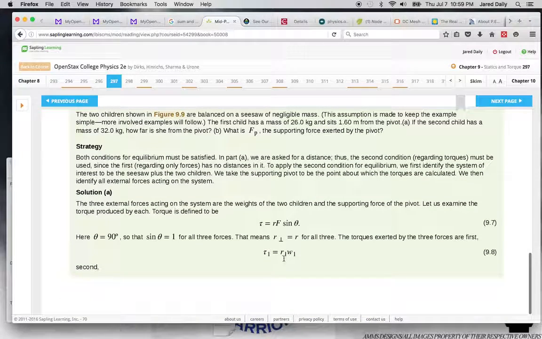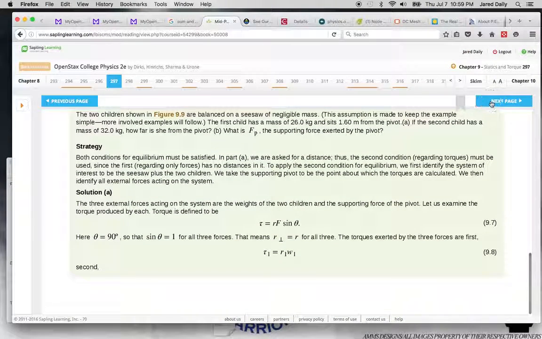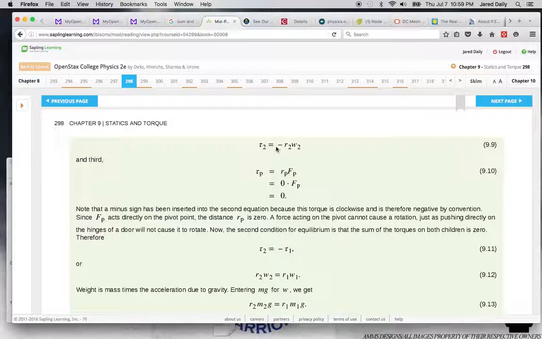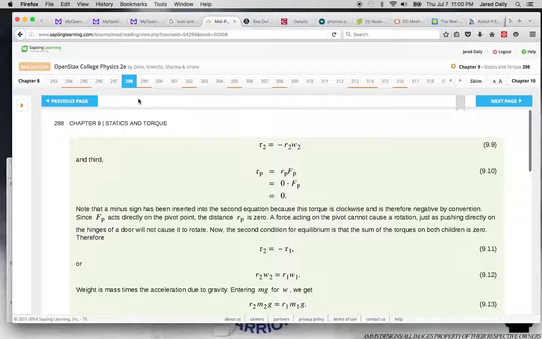So we have torque 1 equals R1 times W1, weight 1, and that one's going to be positive because it's counterclockwise. The second kid is going to have a torque equal to negative R2 W2, because her torque tries to cause a clockwise rotation, so it has a negative on it. Then you also have the torque of the pivot, which is the distance of the pivot to the pivot, which is 0, times the force of the pivot. Since that distance is 0, the third torque is 0, of course.